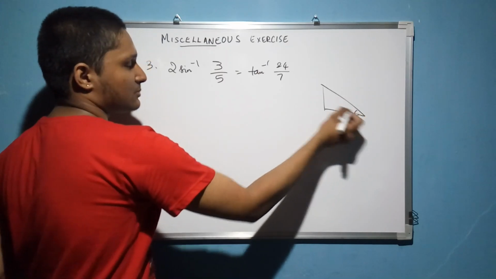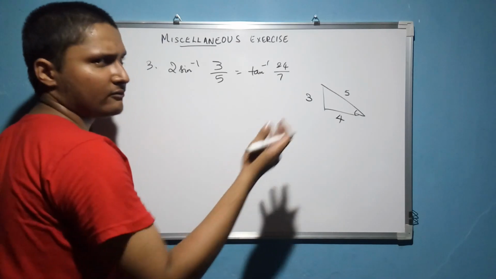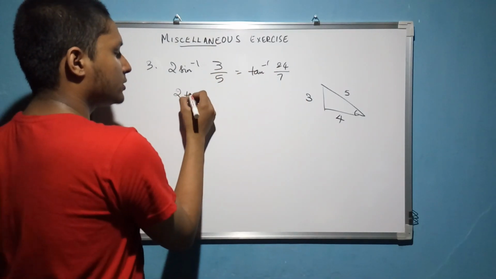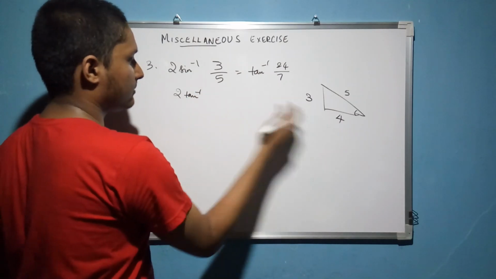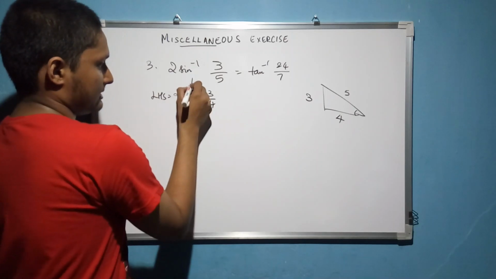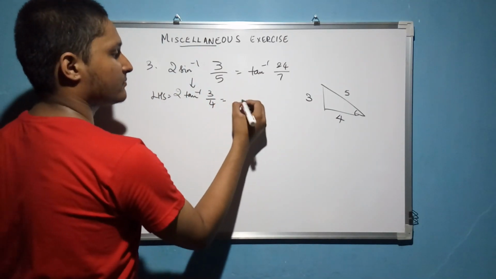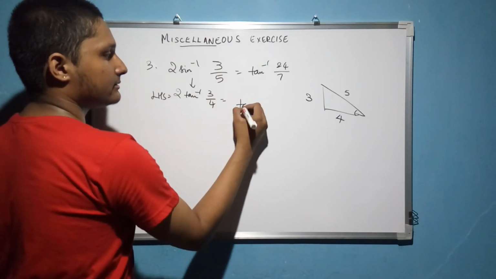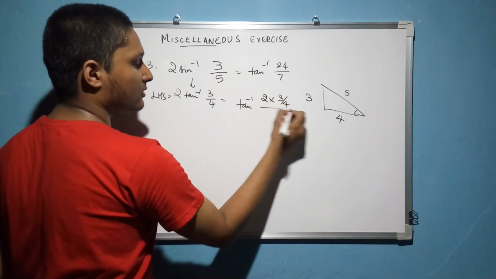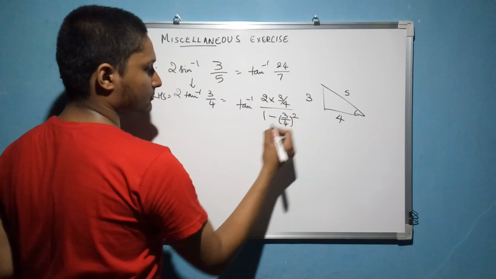So if you consider this to be the angle, this is 3 and this is 5. Therefore this becomes 4. 3, 4, 5 is a Pythagorean triplet. That is very well known. So this becomes 2 tan inverse 3 divided by 4. That is the LHS. LHS turned out to be like this. Now 2 tan inverse x, we need to consider in the tan inverse form, as 2 into x, 2 into 3 by 4 divided by 1 minus 3 by 4 whole square.